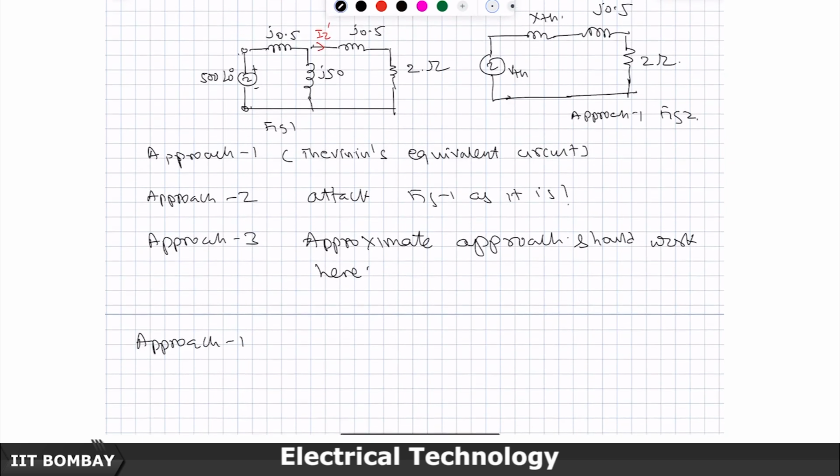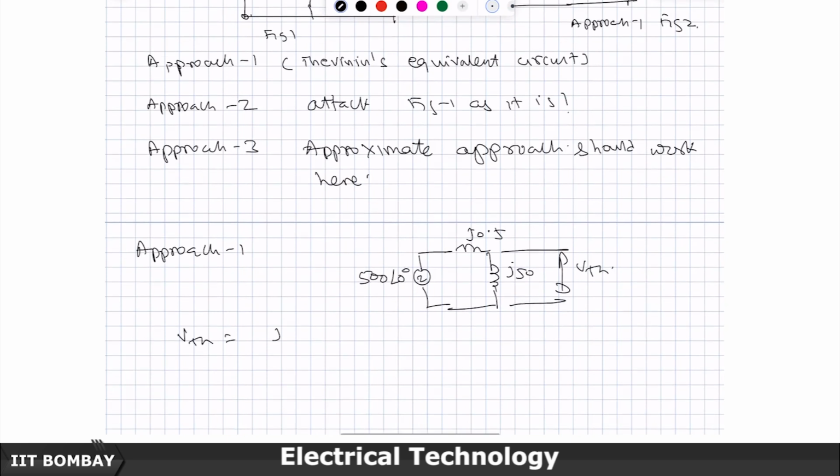First, let us calculate V Thevenin. Let us write down the circuit. This will be 500 angle 0, you will have j0.5, this is j50, and the open circuit voltage is to be calculated across this. Therefore, V Thevenin will be j50 divided by j50 plus 0.5 times 500 volts, which is 50 divided by 50.5 times 500 volts, and this is going to be 495 volts.